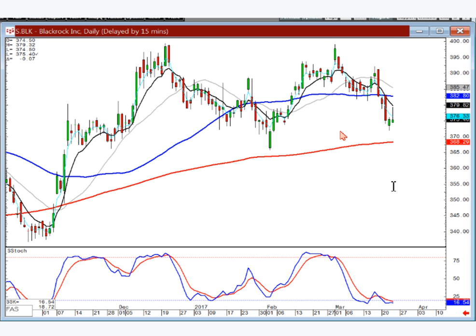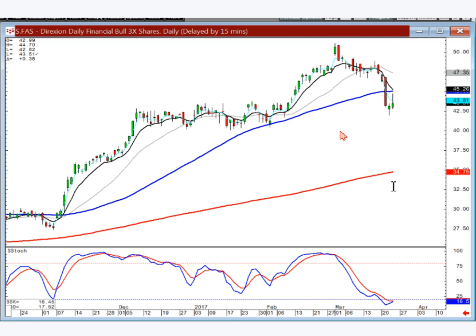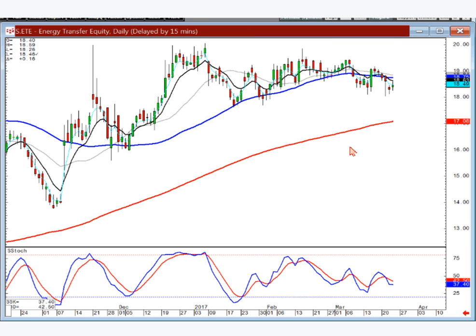FAS, nothing here yet. It's been breaking down. You stay short until you see a confirmed buy signal. ETE, nothing here either. I wouldn't be long or short. No direction on this one.